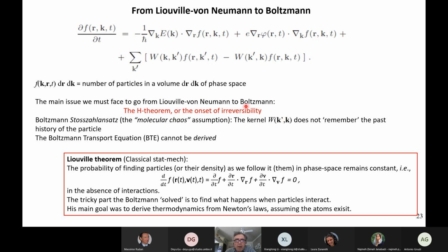This kernel and the distribution function itself does not remember the past history of the particle. Clearly, erasing the past sets immediately a preferred direction for the arrow of time. The past is now different from the future, because we're going to predict the future, but we don't know the past, we're going to go back. And this is the reason why this equation is irreversible.